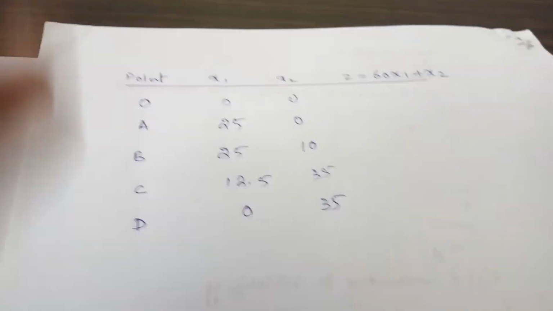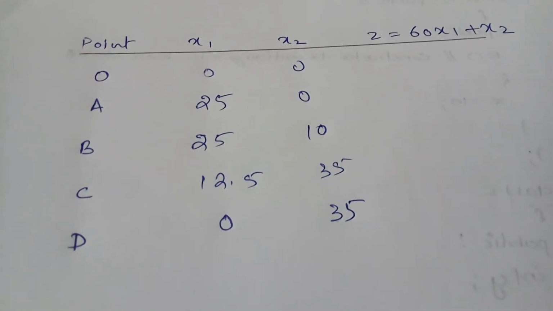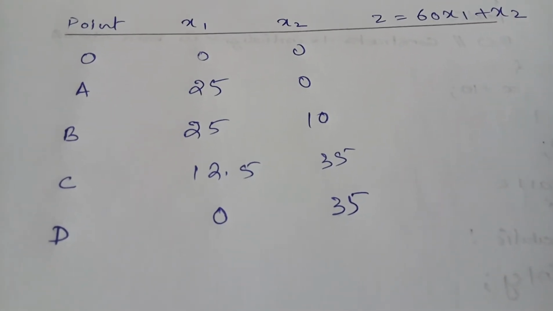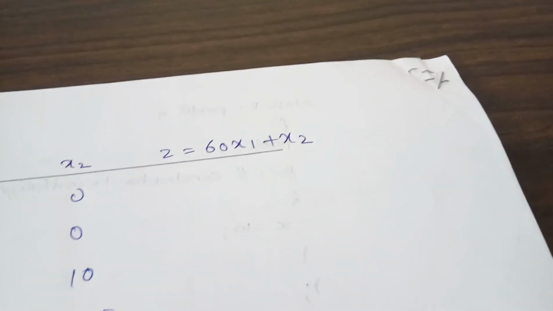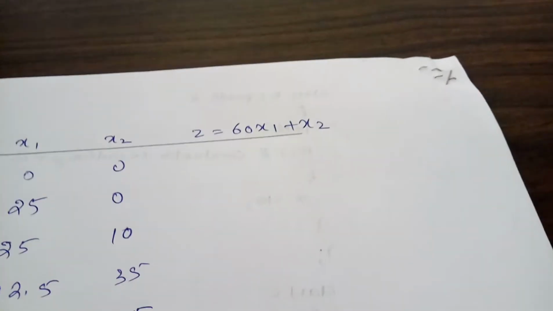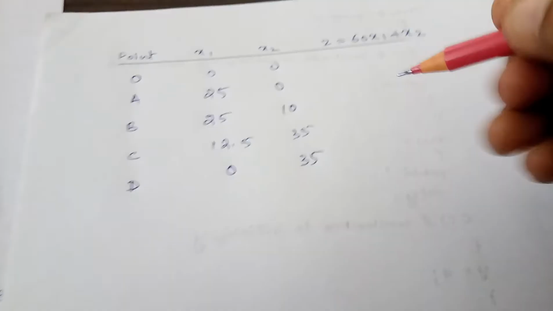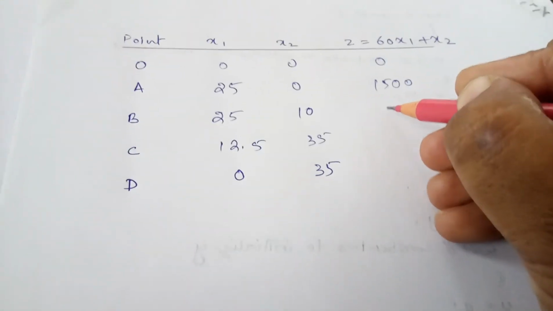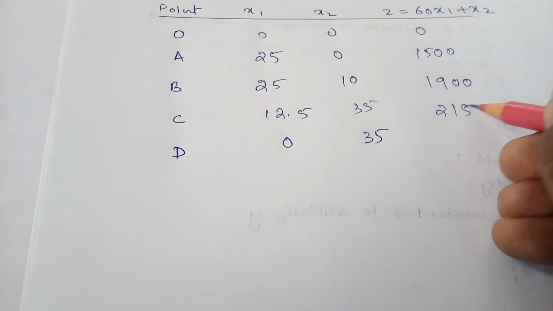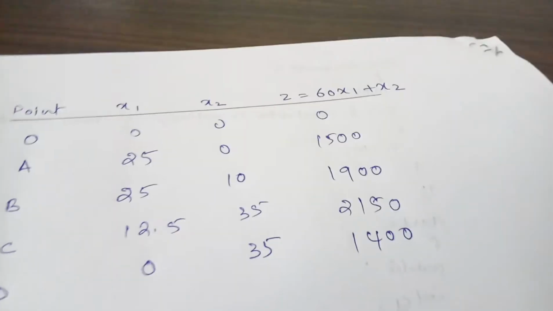Now you have drawn the graph neatly. You got 0, 0; 25, 0; 25, 10; 12.5, 35; 0, 35. Now substitute the values in 60x1 plus 40x2. You will get the first as 0, next 1500, next 1900, next 2150, and the next one 1400. So you have substituted and got these values.